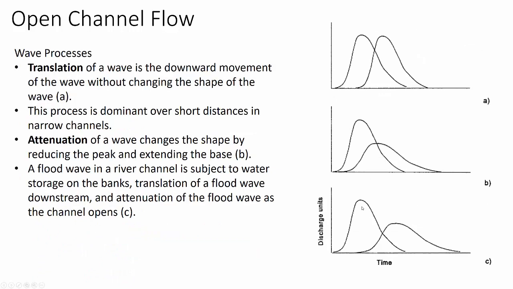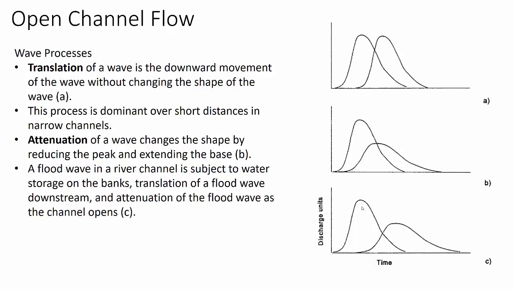Translation of a wave is the downward movement of the wave without changing the shape of the hydrograph. That's what we see in A. So that would be subcritical flow. This process is dominant over short distances and narrow channels. Attenuation of a wave changes the shape by reducing the peak and extending the base.